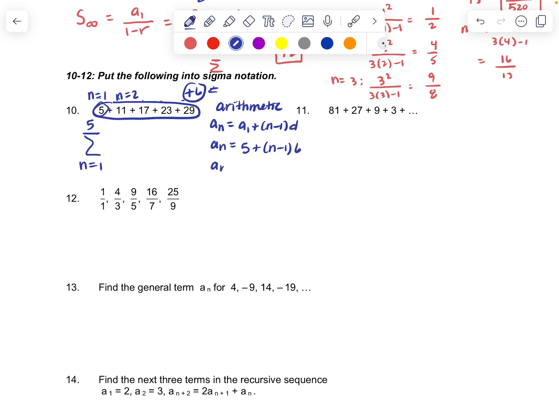And then all you do is you kind of simplify it. So you get 5 plus, if I distribute that, 6n minus 6. If I combine the 5 and the negative 6, I'm going to get 6n minus 1. And then just plug that in here.